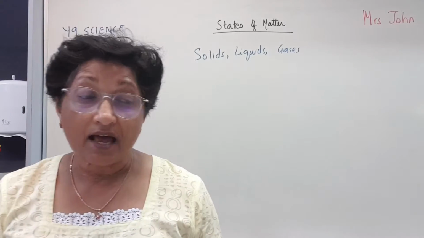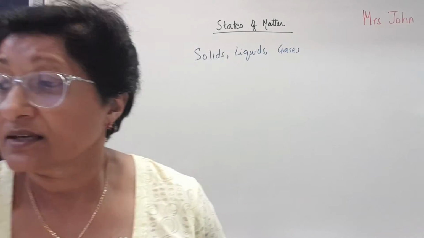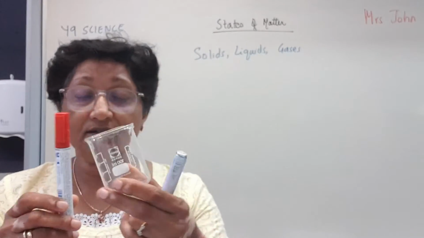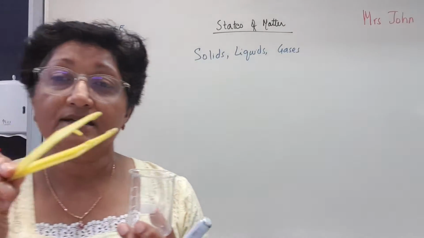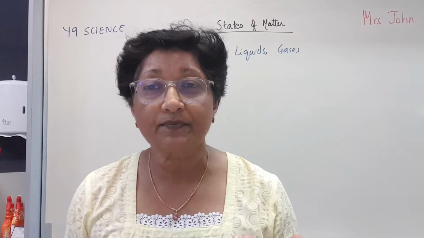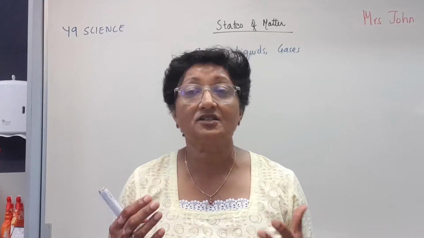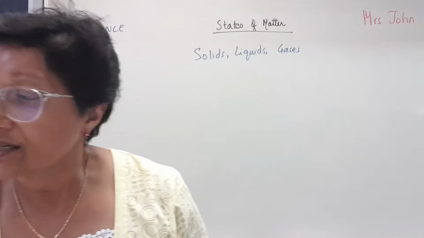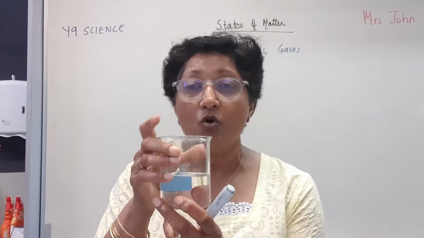An example of a solid would be a beaker, the pen is a solid, a tweezer is a solid. So the thing with solids is they all have a definite shape, they have a definite volume, they have a definite structure. So that's solids. Whereas liquid is anything that you can pour.